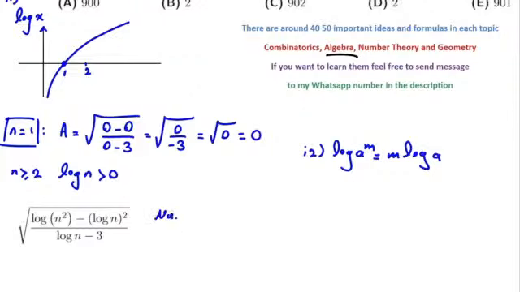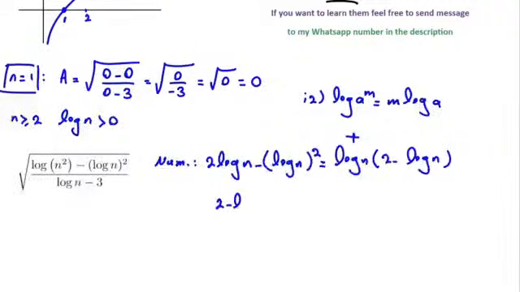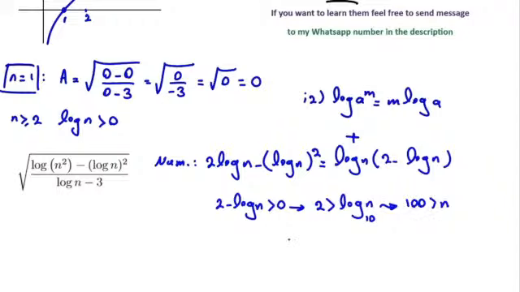So if you consider the numerator, it will be 2 log n minus log n squared. If you factor out log n, it will be log n times 2 minus log n. We know log n is positive, as we proved. So for 2 minus log n, we want to see in which case it is positive. If 2 minus log n is positive, then 2 is greater than log n, and because log is increasing, n is less than 10 squared, or 100.